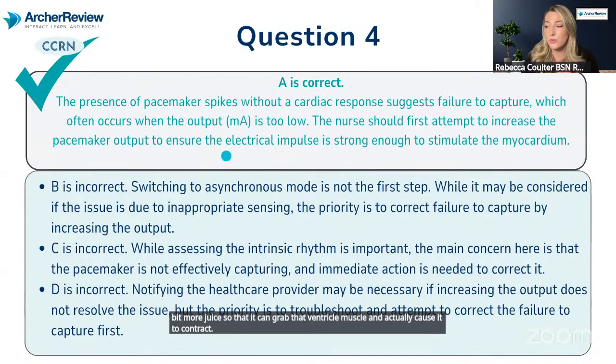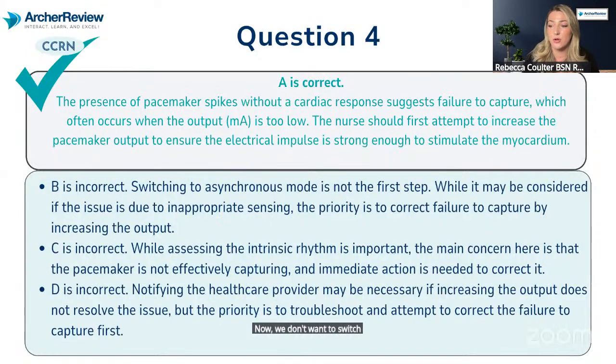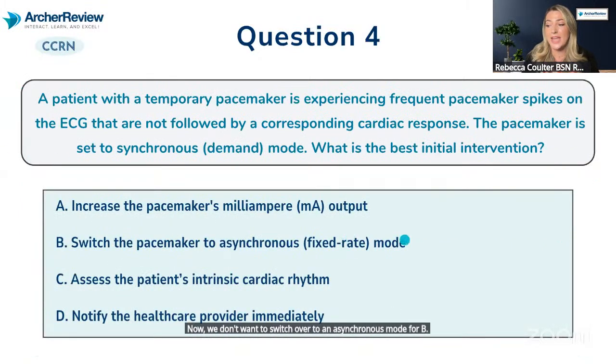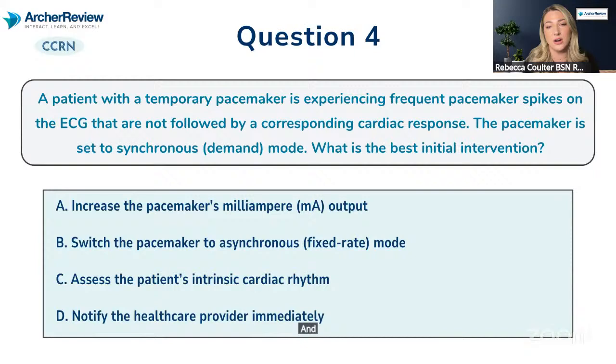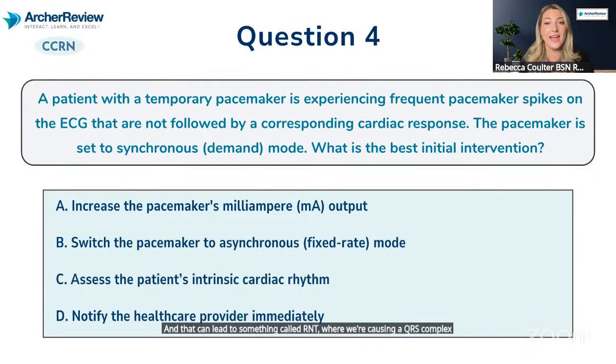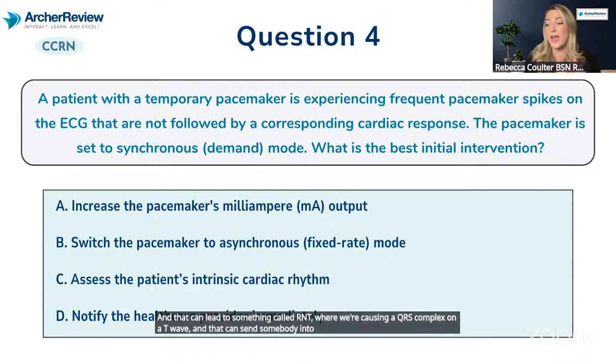Now, we don't want to switch over to an asynchronous mode for B. Asynchronous is kind of a dangerous mode. It's going to pace that heart no matter what the intrinsic rhythm is. And that can lead to something called R on T, where we're causing a QRS complex on a T wave, and that can send somebody into VTAC. So asynchronous is a mode that we still use, especially to override somebody's intrinsic rate more effectively, but it's one that's a little bit dangerous.